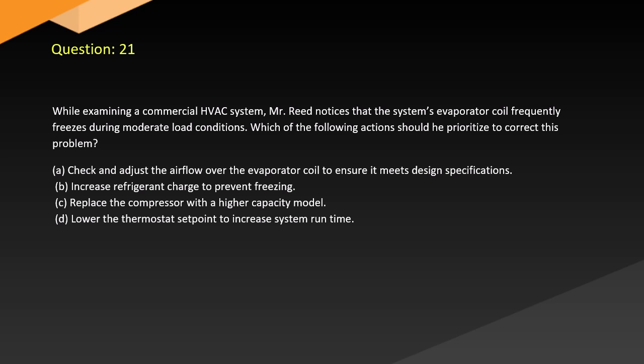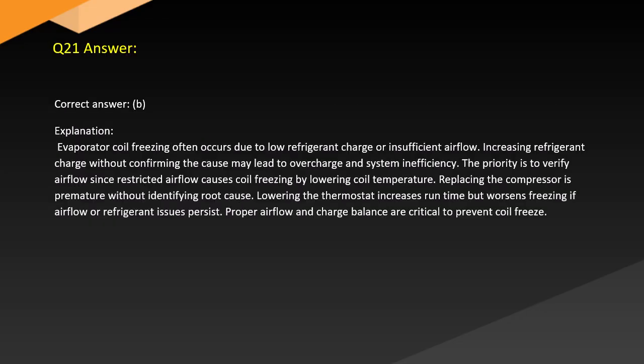B. Increase refrigerant charge to prevent freezing. C. Replace the compressor with a higher capacity model. D. Lower the thermostat set point to increase system runtime. Answer. Correct answer. B. Explanation. Evaporator coil freezing often occurs due to low refrigerant charge or insufficient airflow.